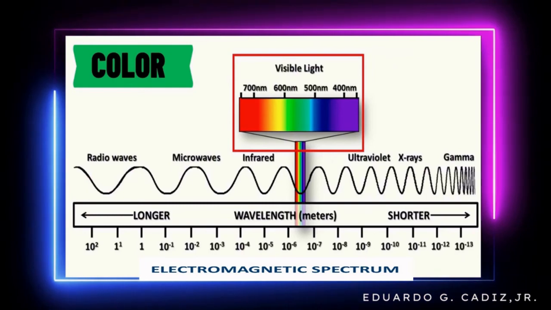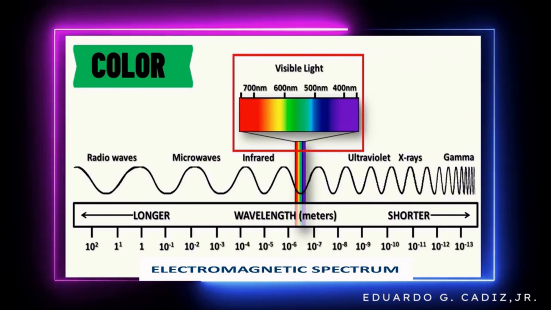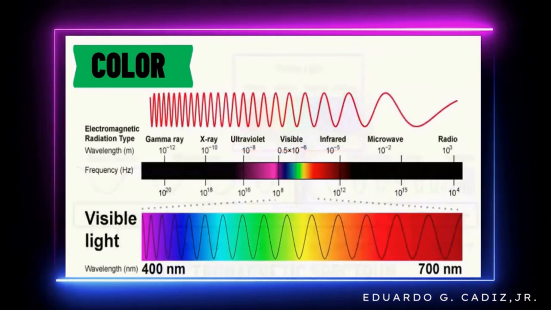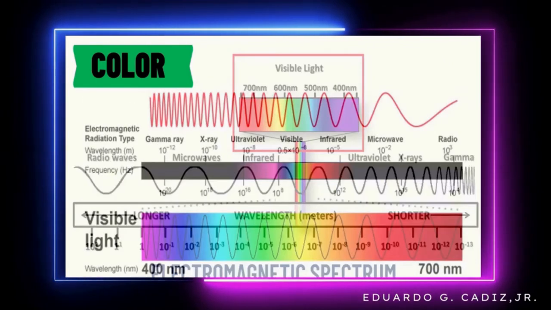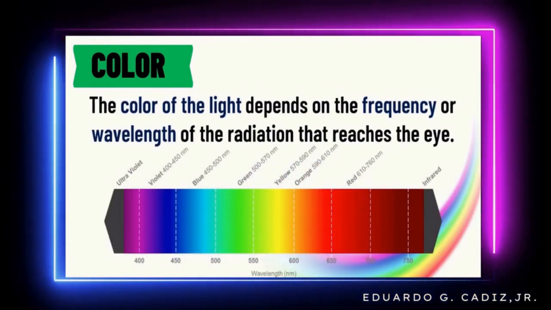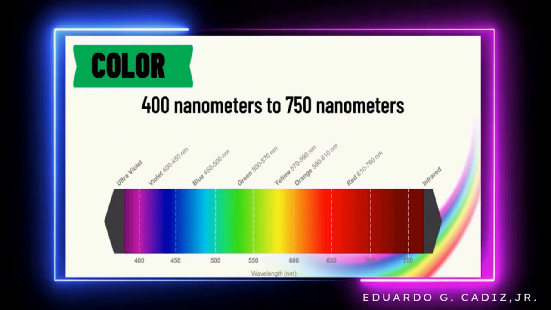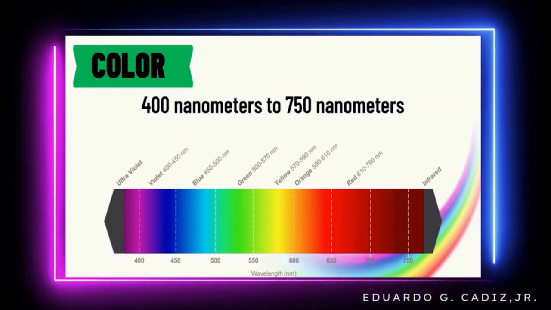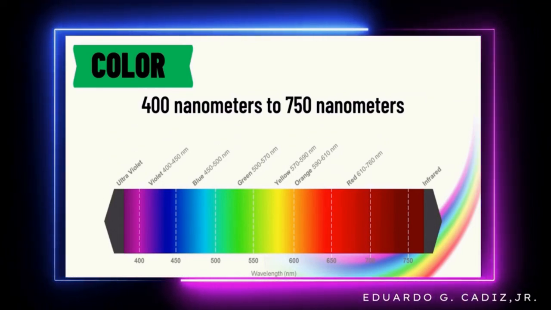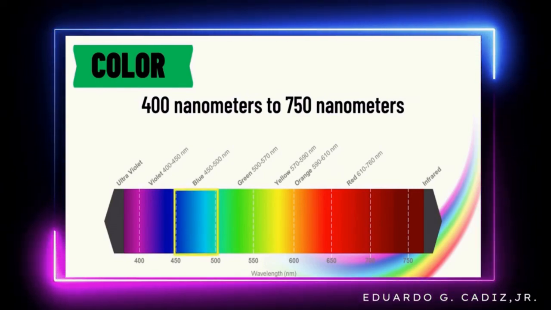As mentioned earlier, visible light is the only electromagnetic wave that can be seen by the human eye. The component colors of visible light can be seen in a visible spectrum. The color of light depends on the frequency or wavelength of the radiation that reaches the eye. Visible light falls into a wavelength range of 400 nanometers to 750 nanometers. What is the color of the light if the given wavelength is between 450 to 500 nanometers? Correct. It is color blue.